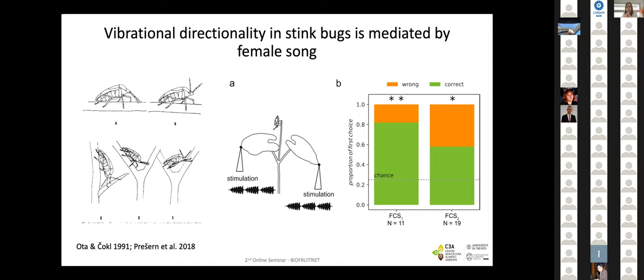This has been observed and also tested in laboratory conditions, especially on Nezara viridula, which is the model study for vibrational communication. And you can see here in the graph, whenever there is a stimulation, the chance that the male made the correct choice and went towards the stimulus was higher with respect to the random chance of choosing one of the four branches that it could go to without the presence of the stimulation.